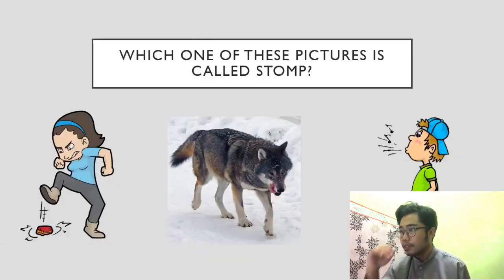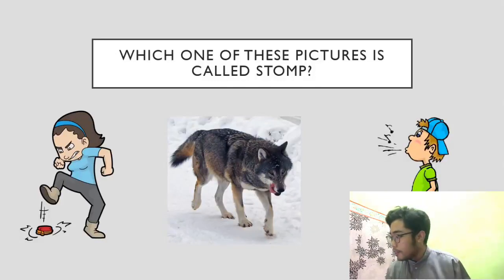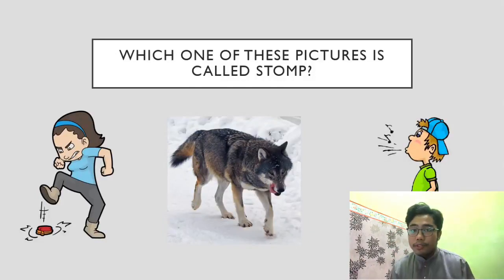Okay. Which one of these pictures is called stomp? Now, let's recall. Do you still remember the video you just watched? Which one of the animals stomps their legs? Okay, skip the answer. Now let's look at the pictures. The third picture first. The picture is a boy. He is walking. Walk, not stomp.